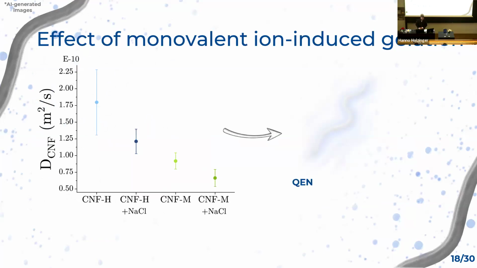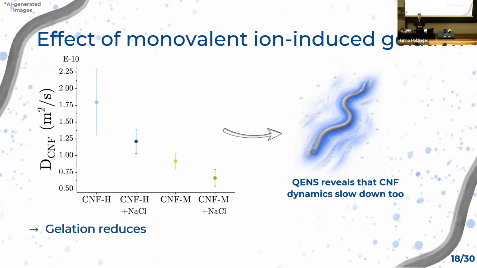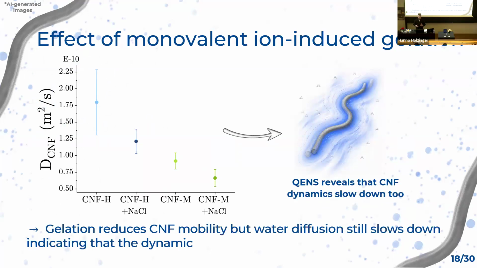Using quasi-elastic neutron scattering now, we also measured the nanofiber mobility, so how the cellulose nanofibers move within these systems. And expressed here as yet another diffusion coefficient, I do apologize, DCNF, which translates here to a short translational mobility of the nanofibers, not the center of mass, I want to say right away, but more the local segmental motion of the fibers. And we see two different effects.